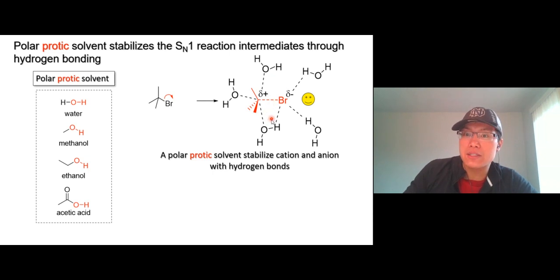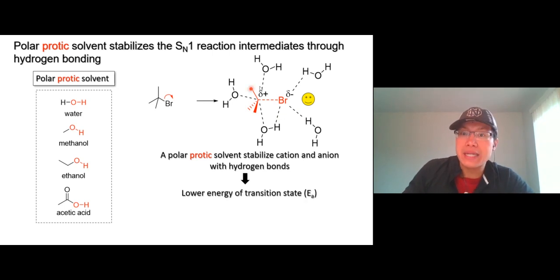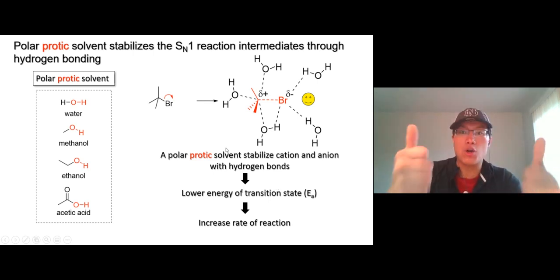The bond is about to break, so we can use the oxygen to form a hydrogen bond interaction and stabilize the carbocation. They can use the proton, which is partially positive, to stabilize the bromide ion. So the whole transition state is more stable compared to without a solvent. With this stabilization, the activation energy of the transition state is lower, and the reaction goes faster. So polar protic solvent and SN1 go together because the carbocation is stabilized.